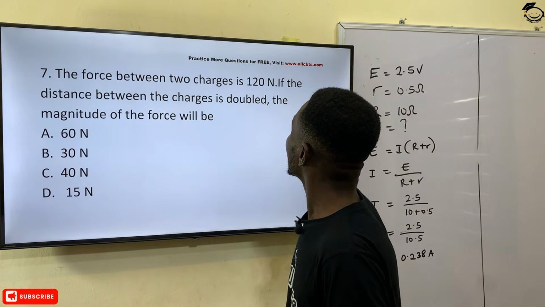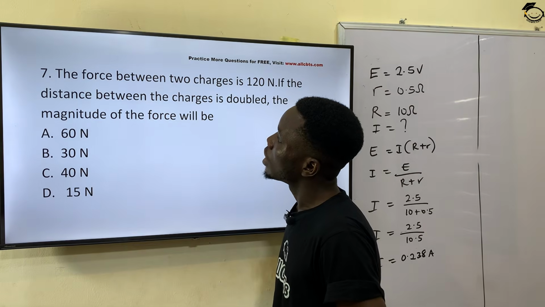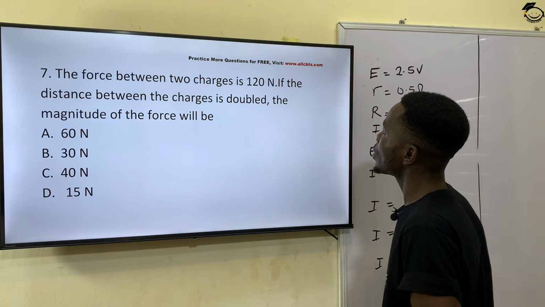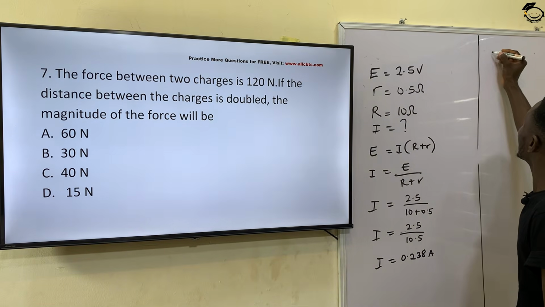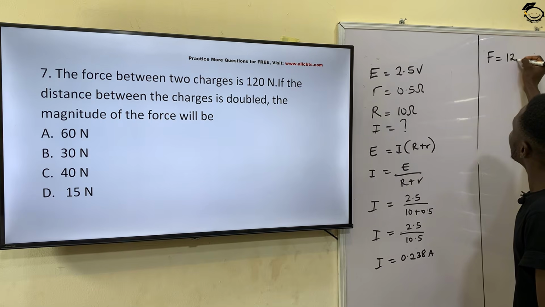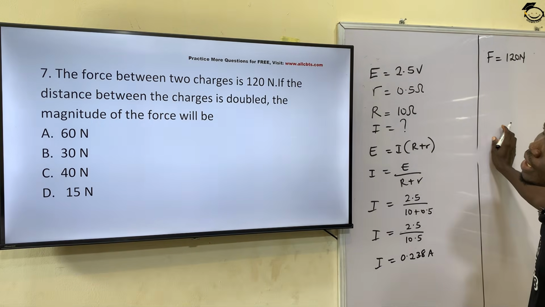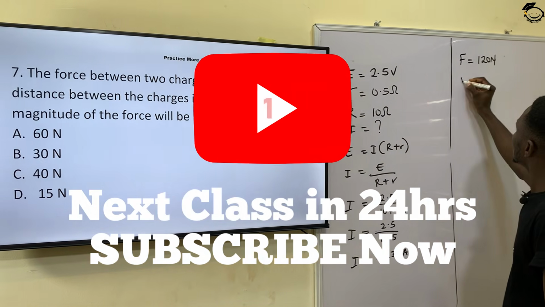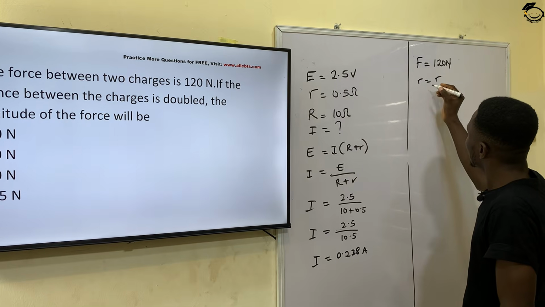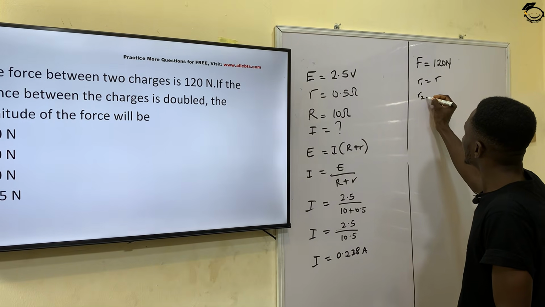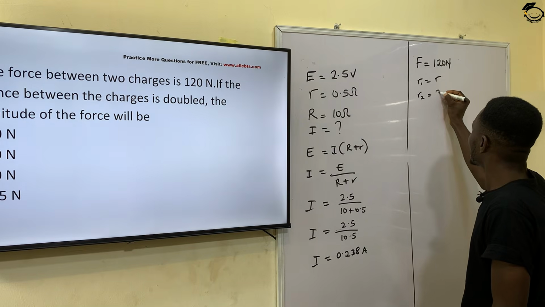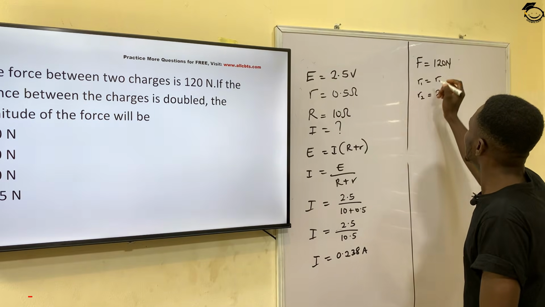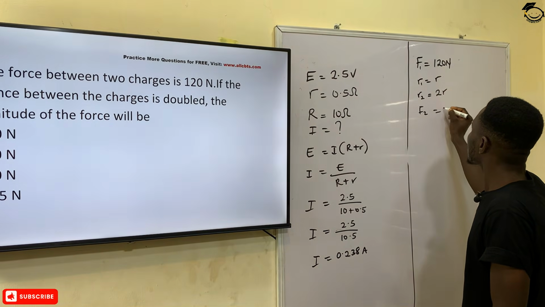So that takes us to question number 7, which says the force between two charges is 120 Newton. So I have my force between two charges as 120 Newton. It said if the distance between the charges is doubled. So originally the distance is r, which is r1. Now for r2, they are telling us that it is double, which is 2r. They said the magnitude of the force will be, so this is F1, so F2 is unknown.